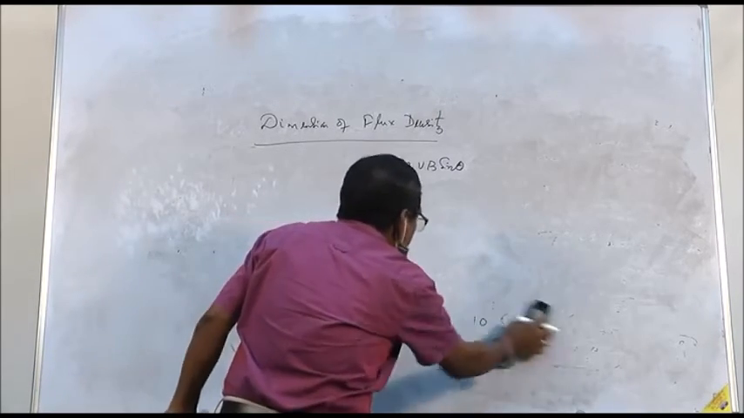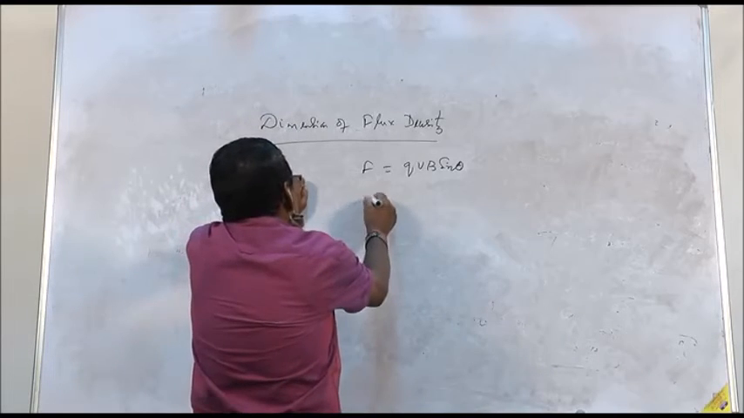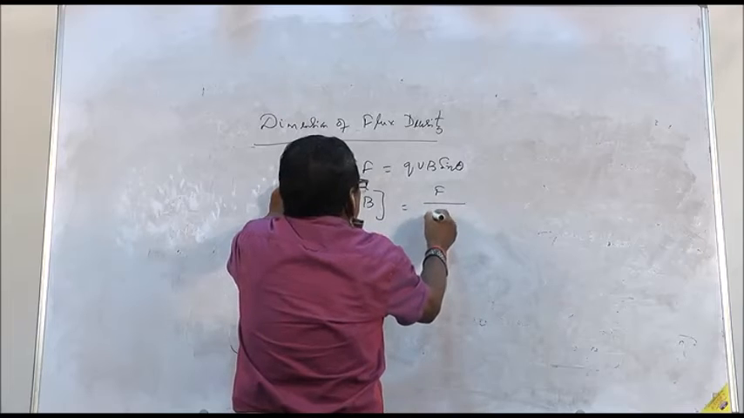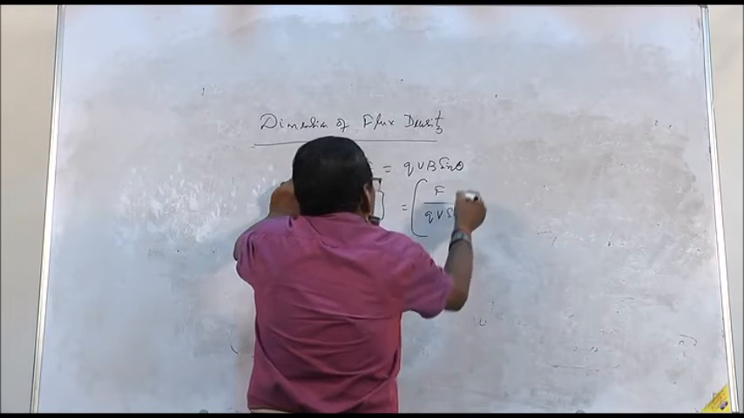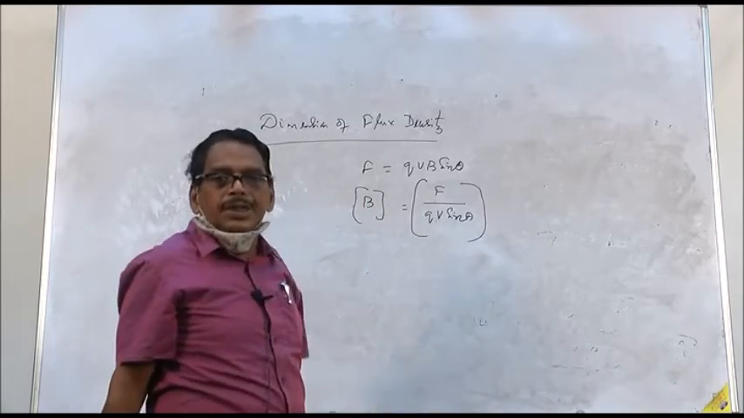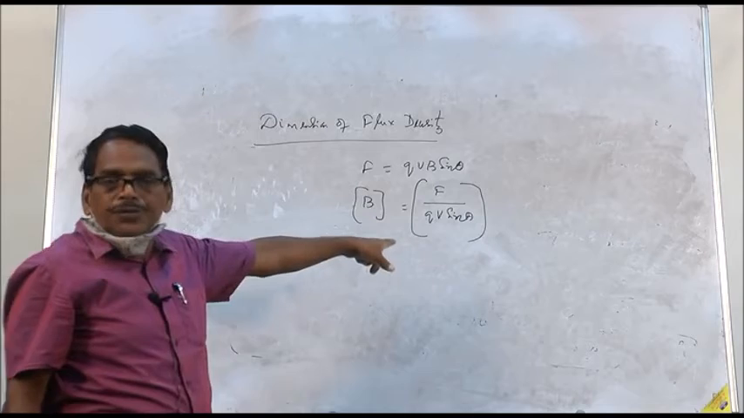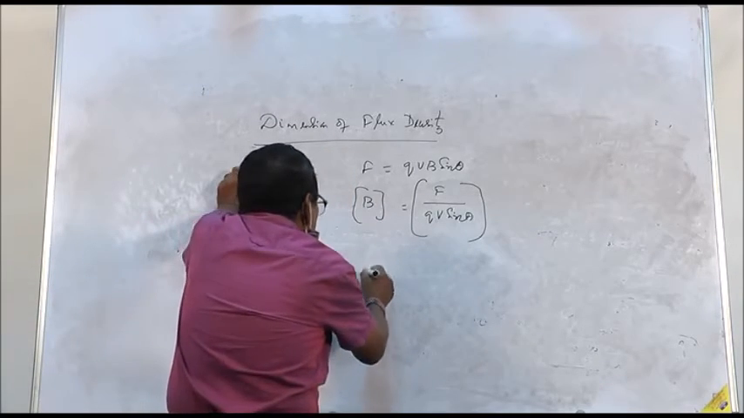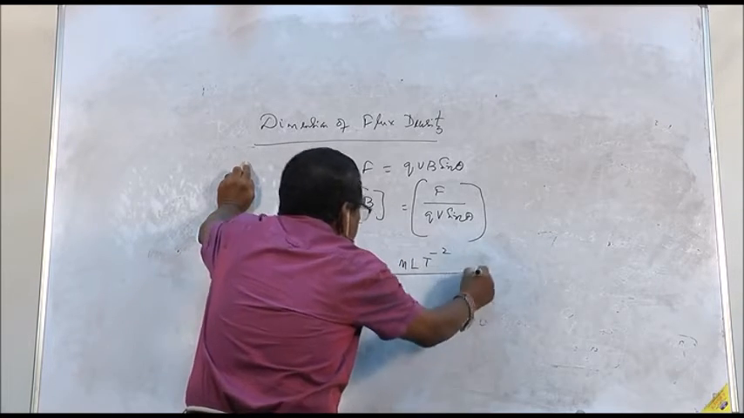So how to find out the dimension of B? B dimension is equal to F by QV sin theta. To find out the dimension of B, let us put the dimension of F, dimension of Q, dimension of V and dimension of sin theta. As you know, what is the dimension of force? MLT to the power minus 2 is force.